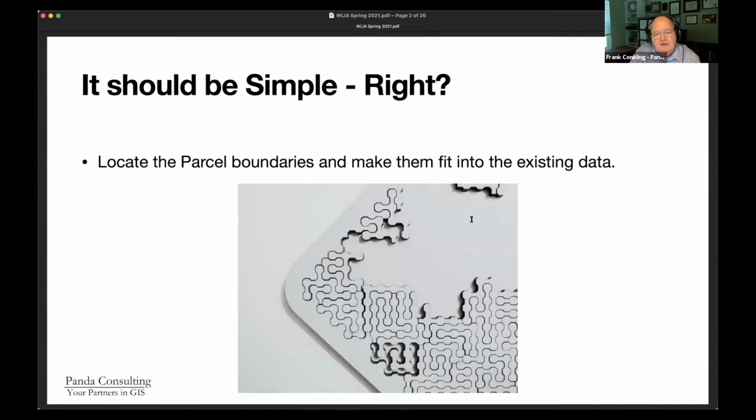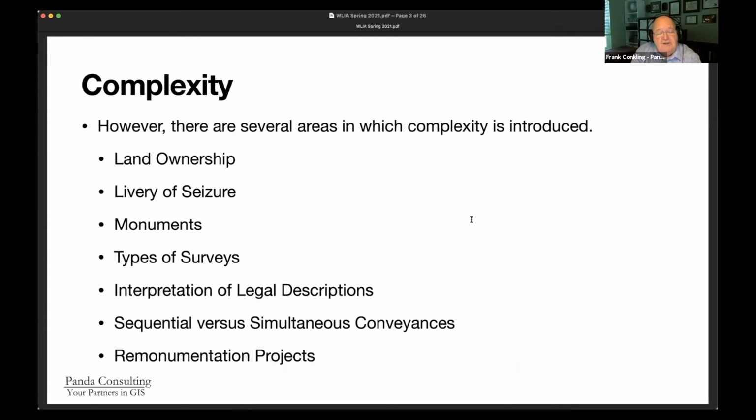So what I want to try and do today is go over some of these background elements, see if we can get a better understanding of it, and some of the fundamental truths about land ownership. So let's start with this. There's several areas in which complexity is introduced. One is just this whole concept of land ownership. How do we in the United States own land?